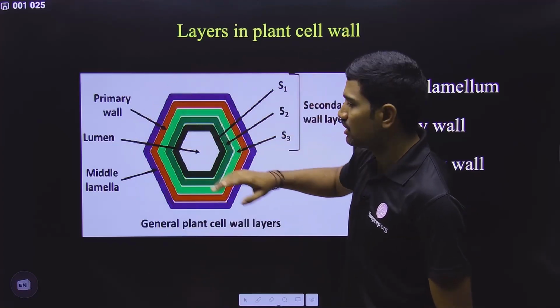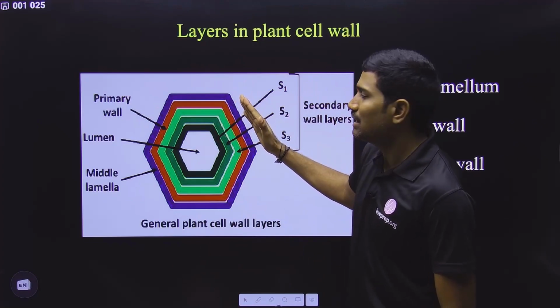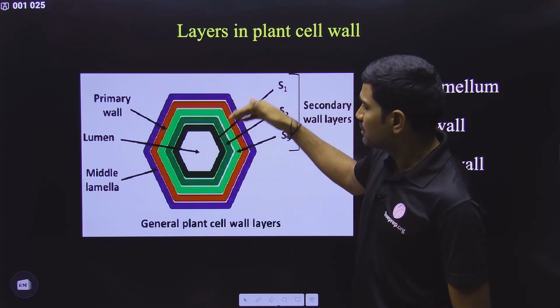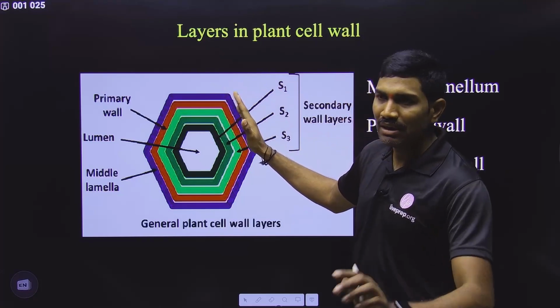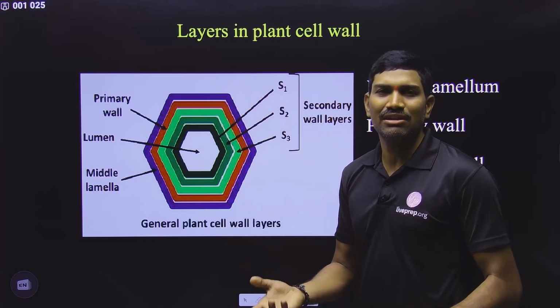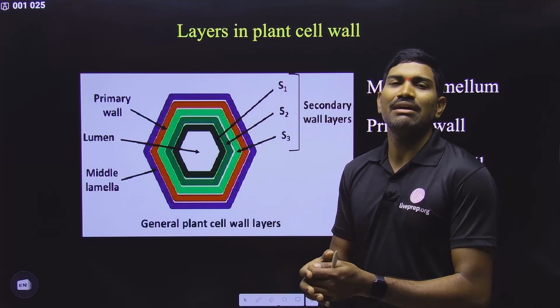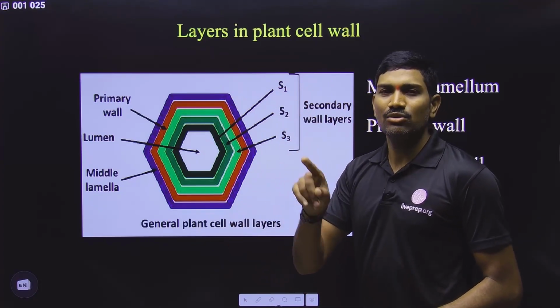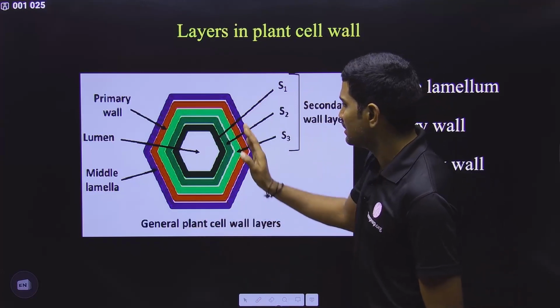This is for one cell we are talking. Outermost will be the middle lamellum. Below this, meaning towards the plasma membrane side, will be the primary cell wall, and below that will be the secondary cell wall. Generally this secondary wall will have different layers, like S1, meaning secondary layer 1, S2, S3, likewise different layers are present.